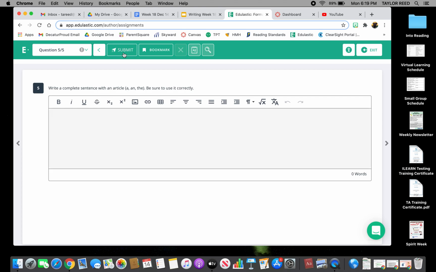And number 5 says write a complete sentence with an article. So you can use the article a, you can use an, or you can use the, as long as you are using it correctly. So think back to the rule with the vowels and consonants and the articles. All right, and another thing to remember is that with our complete sentences, we have capital letters and punctuation as well.